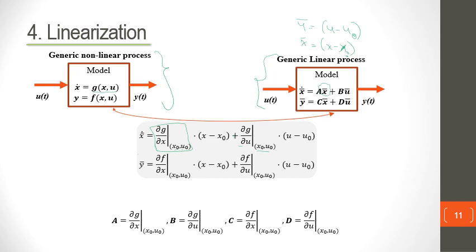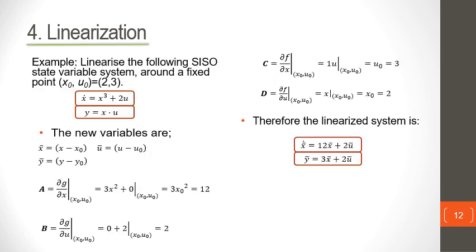Similarly, for the output, you're going to take the derivative of f with respect to x at this point, and then you're going to take a derivative of f again with respect to u at that point. So in this case, what tends to happen then is that the new A is going to be equal to the derivative of g with respect to x at the point of linearization, and B is going to be the derivative of g with respect to u. C is going to be the derivative of f with respect to x, and so on and so forth. So that's simply how you linearize using the same Taylor series expansion.